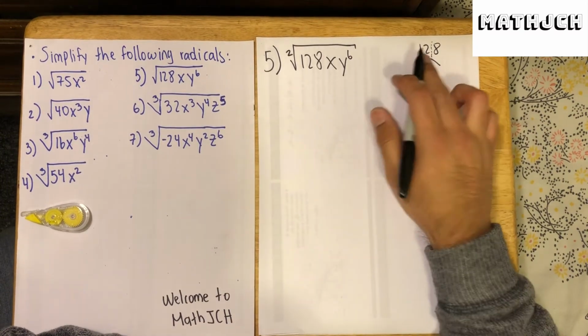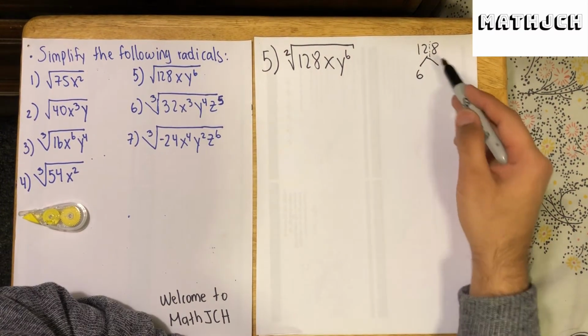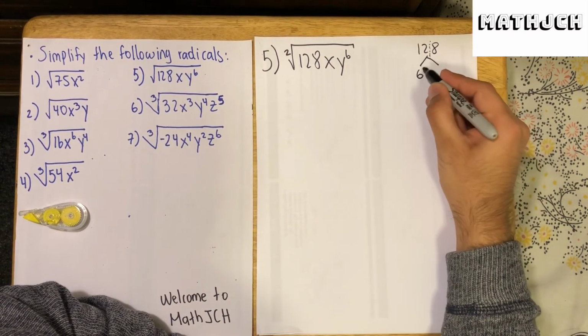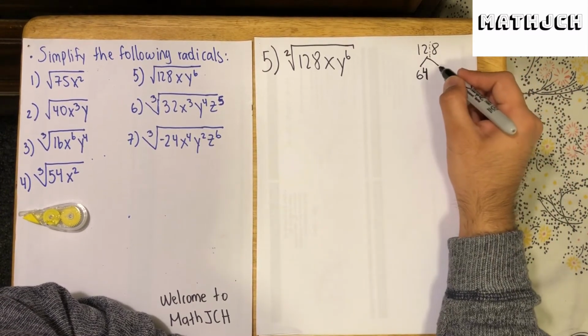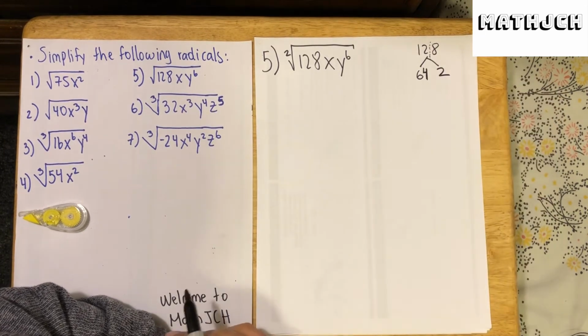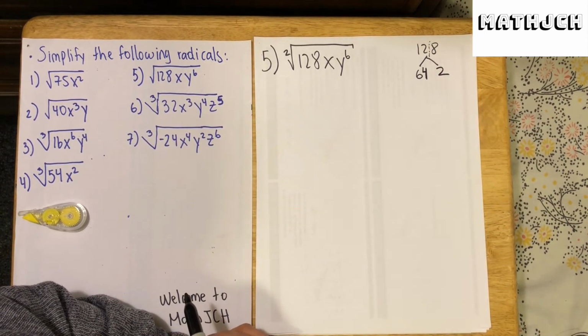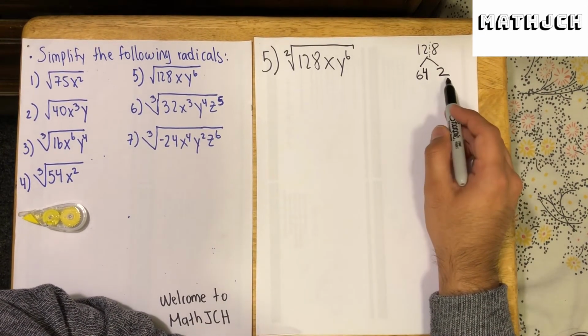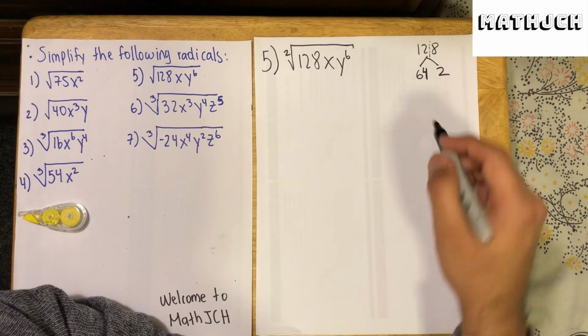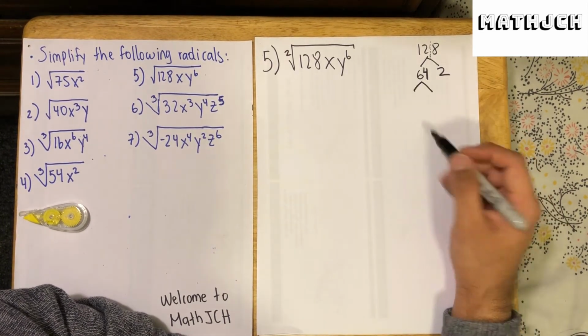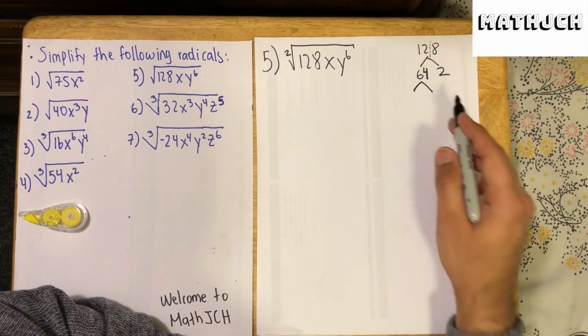Then you could say half of 12 is 6, and half of 8 is 4. Half means that I'm dividing each number by 2. So 128 is simply 64 multiplied by 2. Now let's keep simplifying, or break it down to 64.